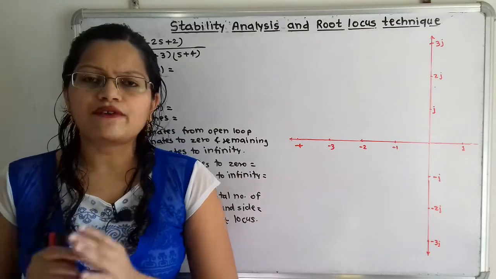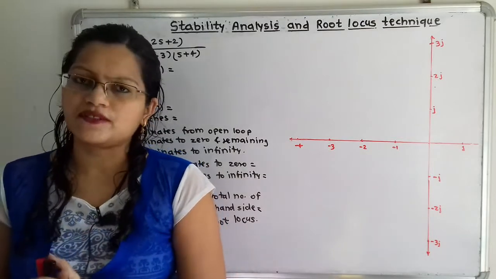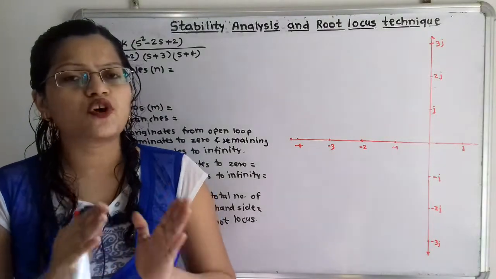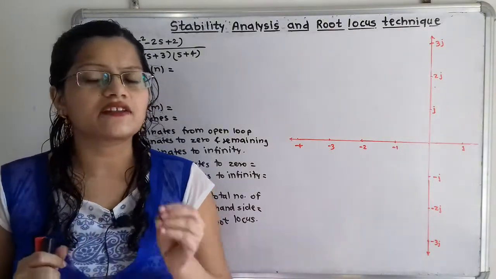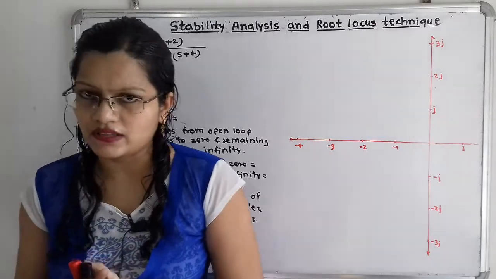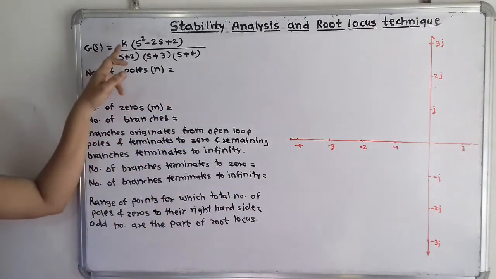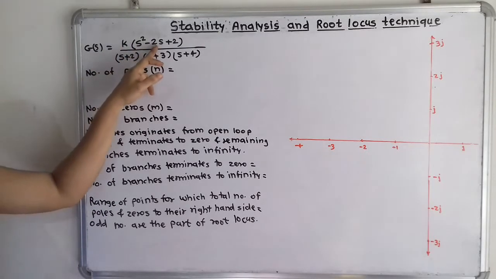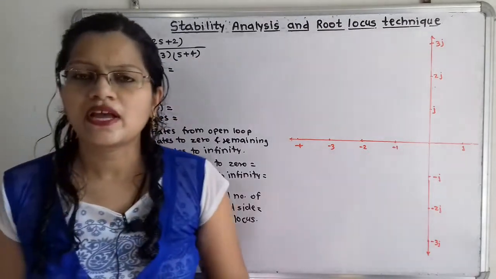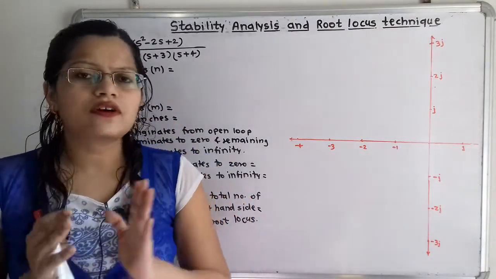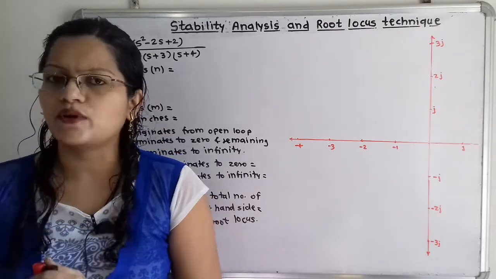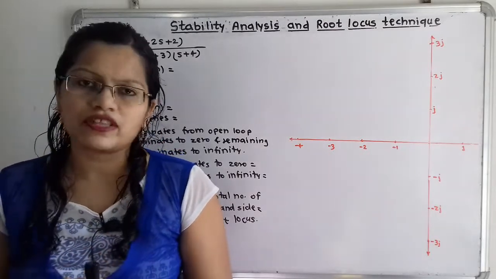Let us understand what is the given open loop transfer function. This transfer function is given in the form of G of s into H of s, but here feedback is unity and that's why H of s is equal to 1. So transfer function G of s is equal to k (s square minus 2s plus 2) divided by (s plus 2)(s plus 3)(s plus 4). Now what is the first step? The first step is to find out the number of poles, number of zeros and number of branches. So we will move to the first step.